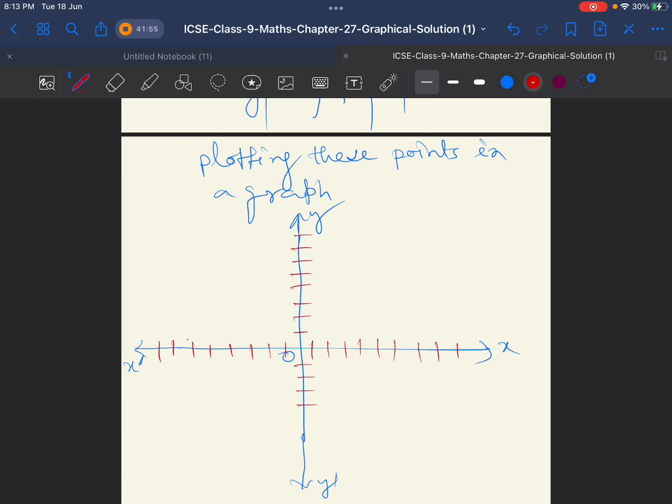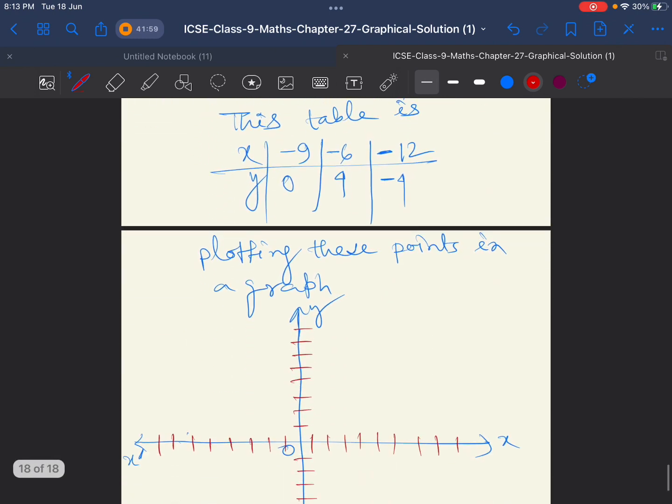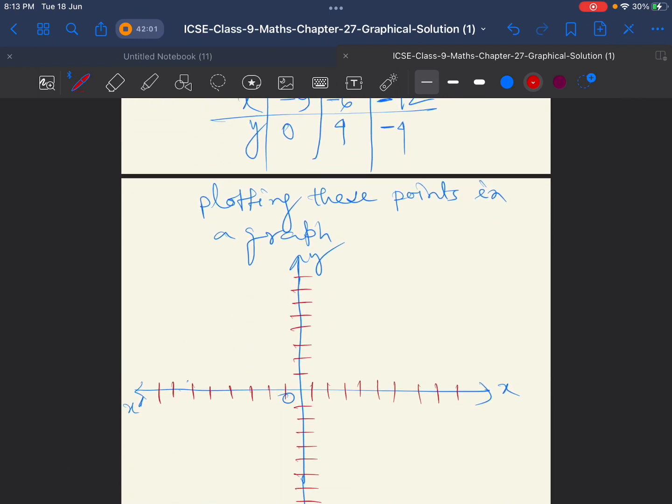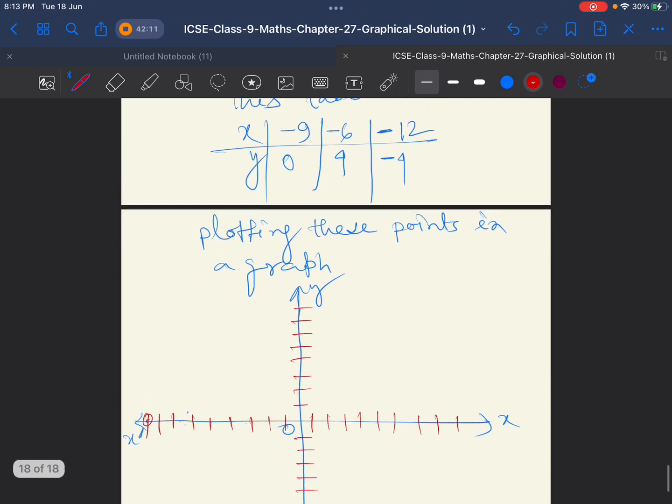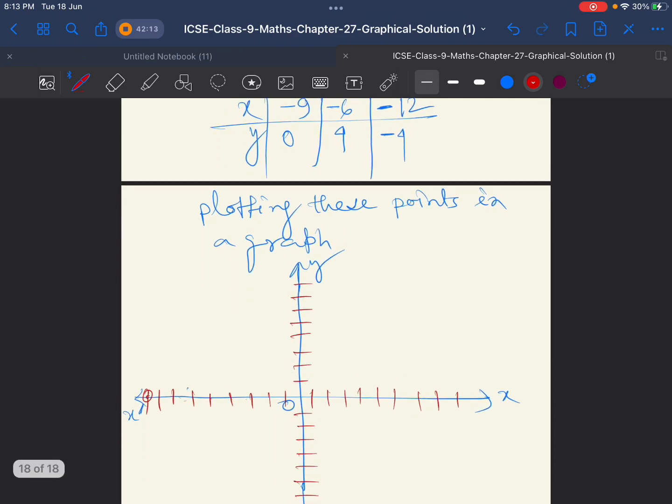Counting 1 through 8, then 1 through 9. So minus 9, 0. Minus 9. 1 2 3 4 5 6 7 8 9.